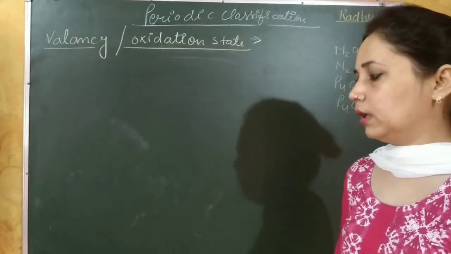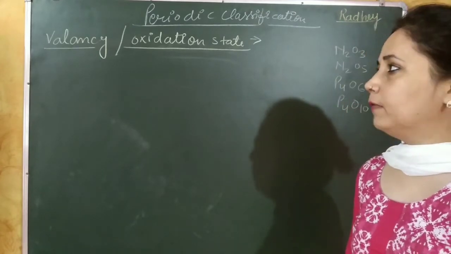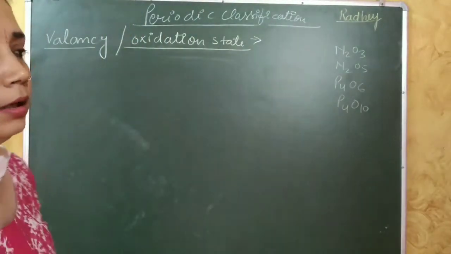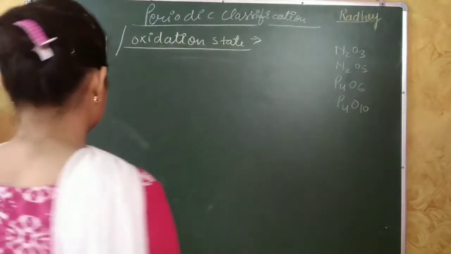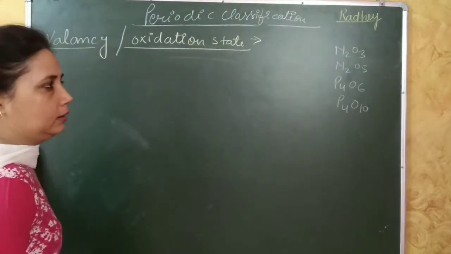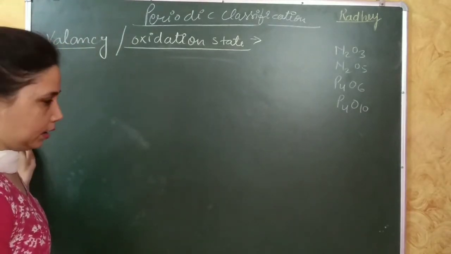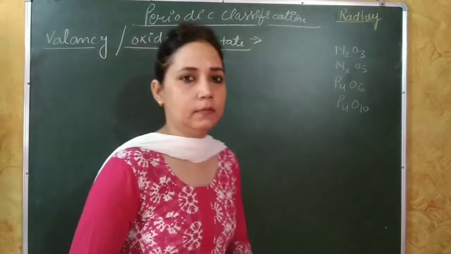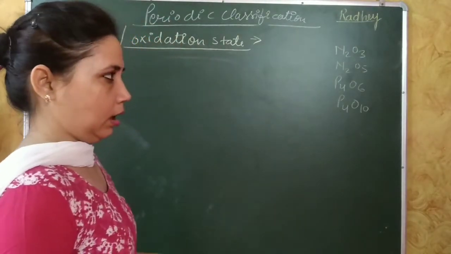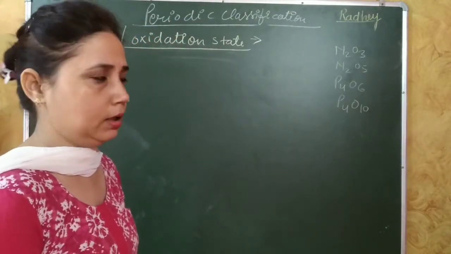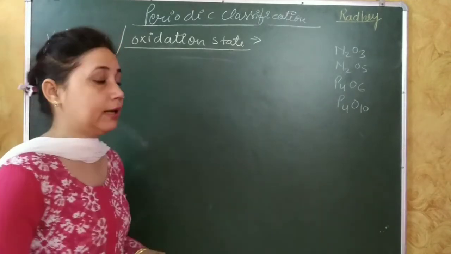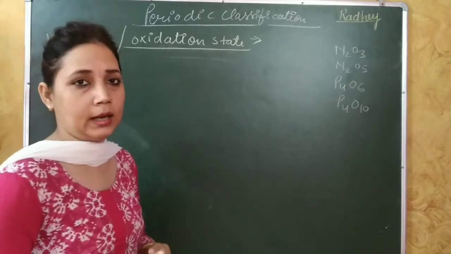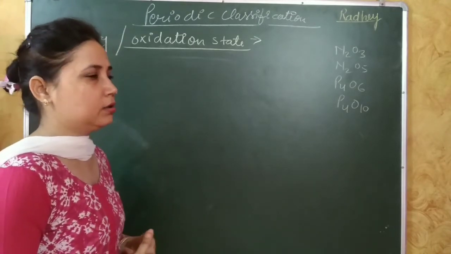So in the trends in the chemical properties, the very first is valency. First we understand what valency is. We know that the charge on an atom, which can be positive or negative, is known as its valency. When an atom has one positive charge, we say that the valency of the ion is 1. When it has 2, we say that the valency is 2, and so on.